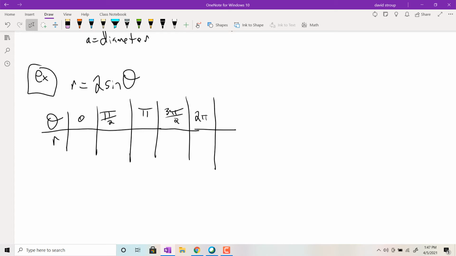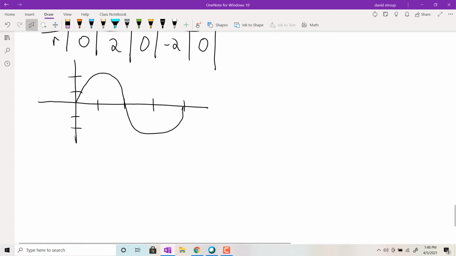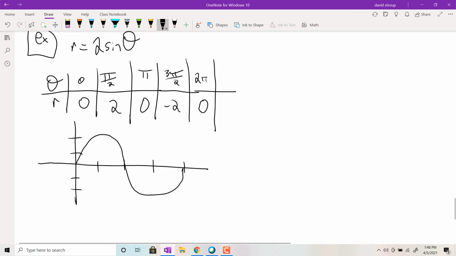If you plug these values in, you're going to get 2 times sine of 0, that's just 0. Sine of pi/2 is 1, so that'll be 2. Then this will be 0 again, then -2, and then back to 0. Or, I actually prefer just graphing the thing. And in general, that's what I'll be doing. So at amplitude of 2, and its period is just 2 pi. You could read all the information you need from this graph. This is in terms of r and theta, not x and y.